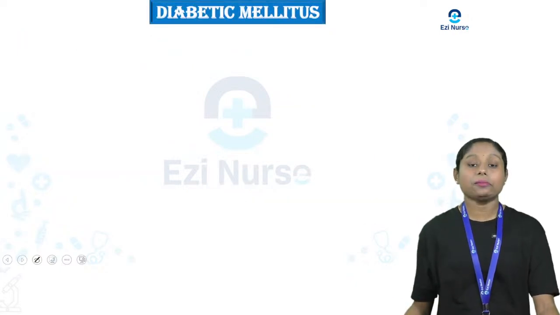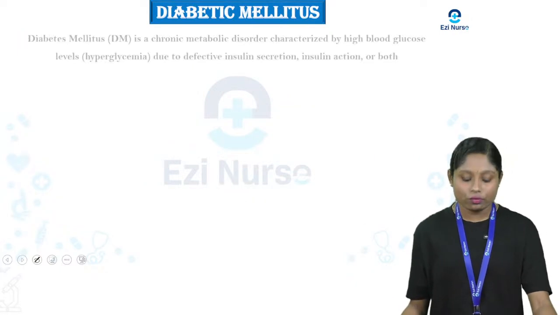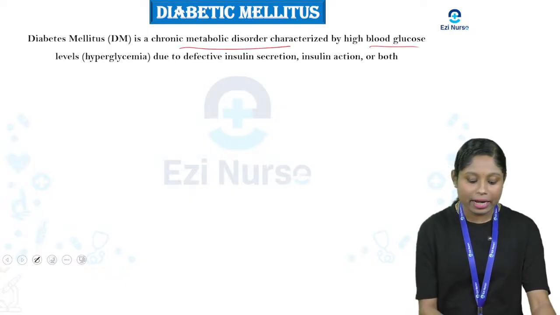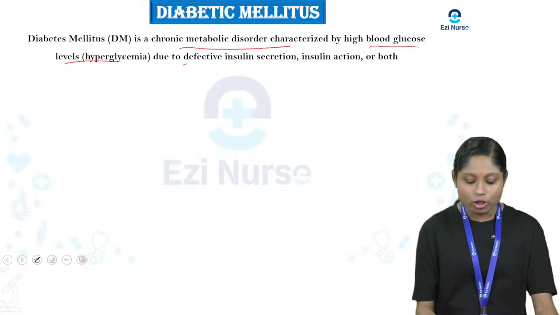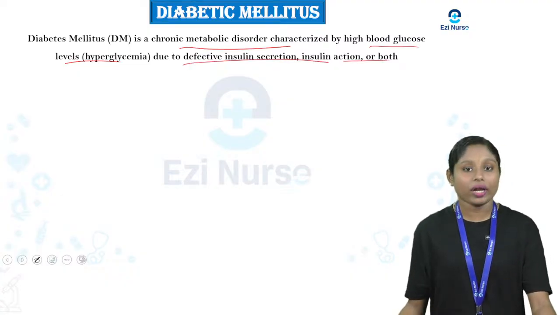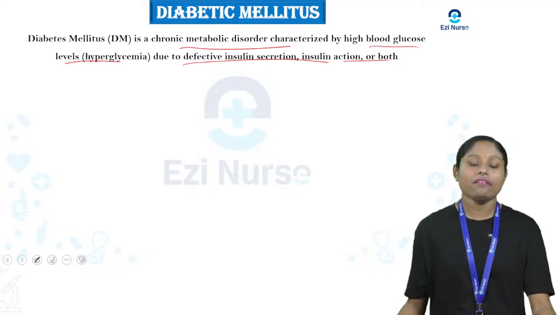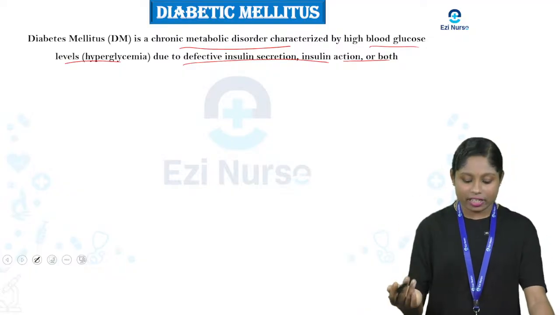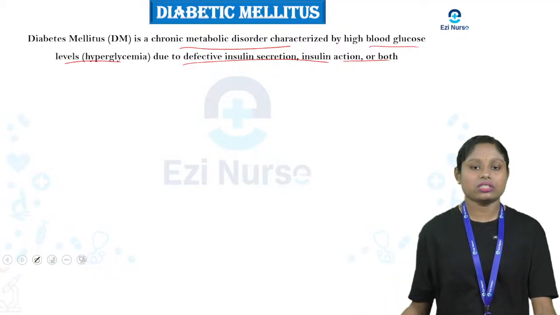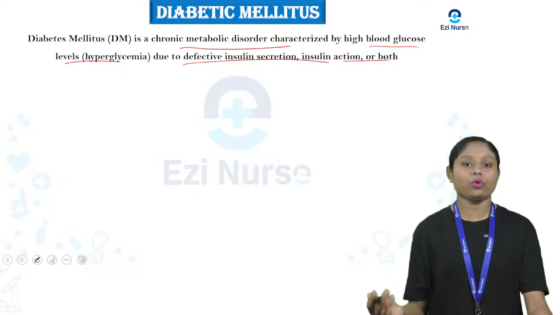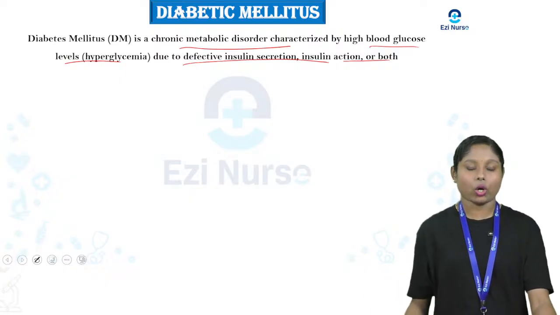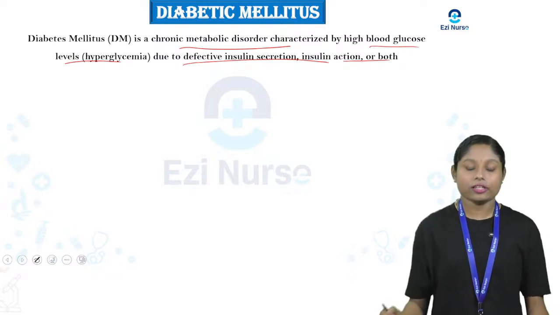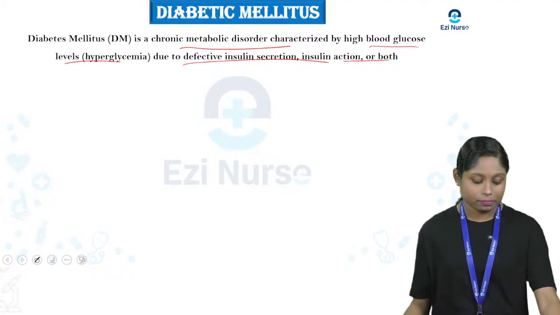So next we will discuss diabetes mellitus. This also is one of the important topics. It is a chronic metabolic disorder characterized by high blood glucose level, hyperglycemia, due to defective insulin secretion or insulin action or both. The body's blood sugar will be high, maybe due to a reduction in the production of insulin, or the insulin secretion or insulin action won't be there in the body. So it's a chronic metabolic disorder characterized by high blood glucose level.